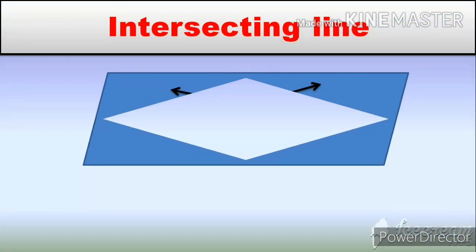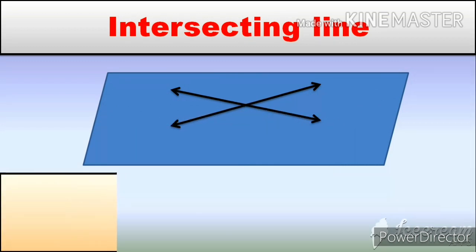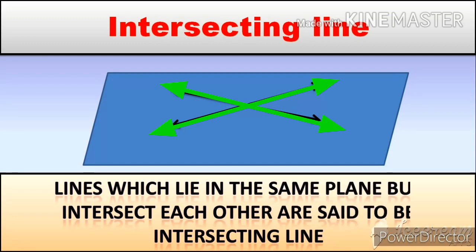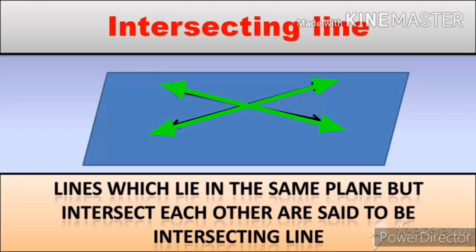Now we'll see the intersecting lines. Student, when two lines cross each other, they are called intersecting lines. Lines which lie in the same plane but intersect each other are said to be intersecting lines.